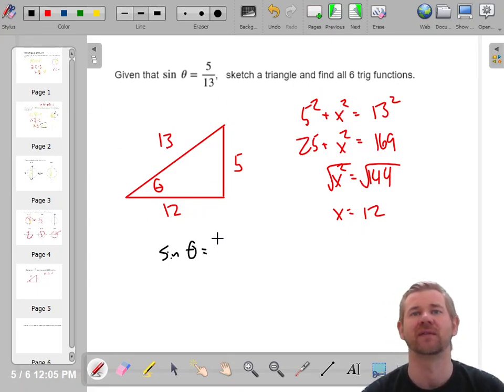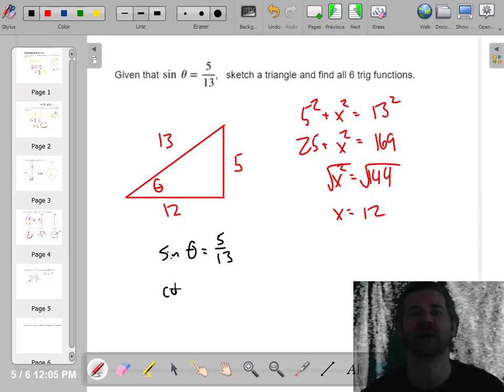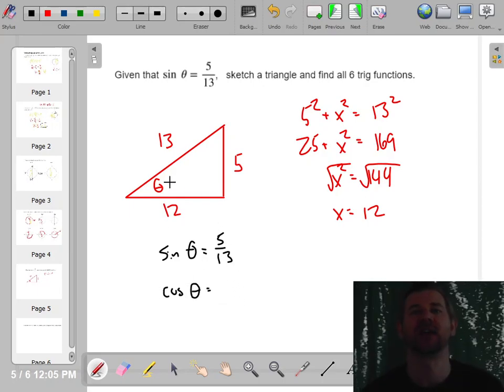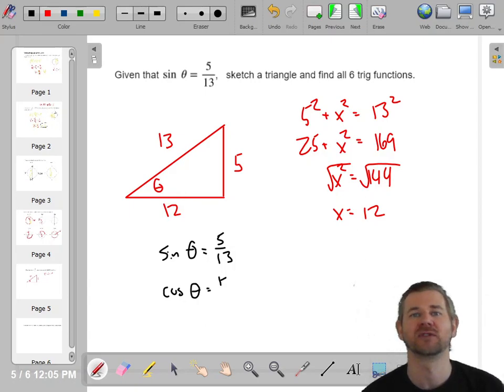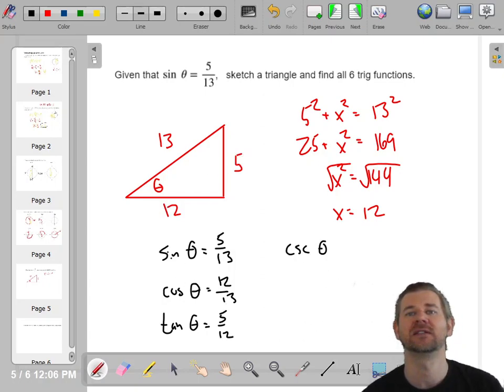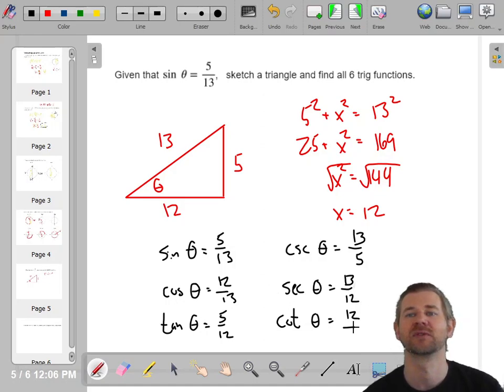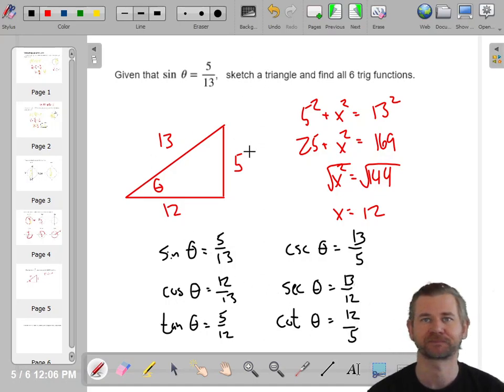Do I know the sine? Yeah, it's 5 over 13. I gave you that one. Hope you get that one right. The cosine of theta is adjacent over hypotenuse, so 12 over 13. The tangent of theta is opposite over adjacent, so 5 over 12. Now, to get these, you just flip them. The most important thing you remember is that secant and cosecant are reciprocals. So 5 over 13 becomes 13 over 5. Secant is 13 over 12. Cotangent and tangent are reciprocals. That's 12 over 5.